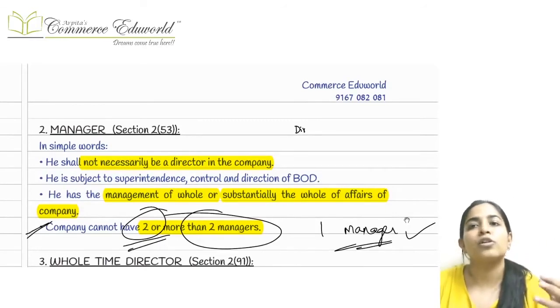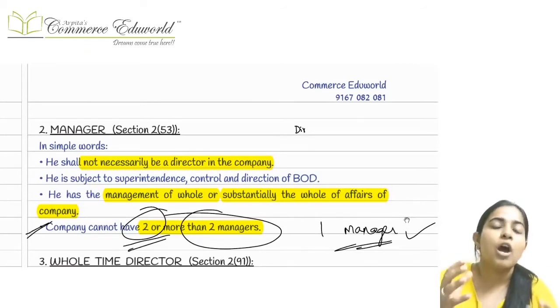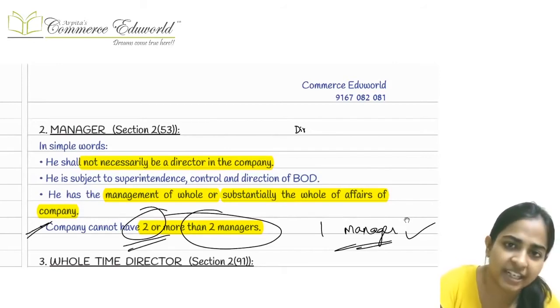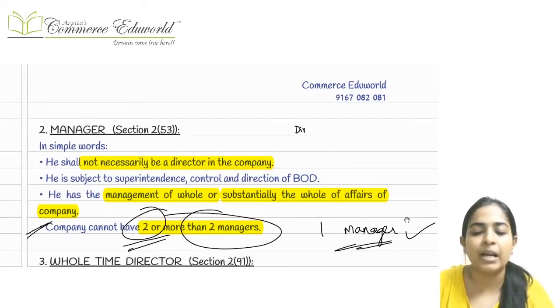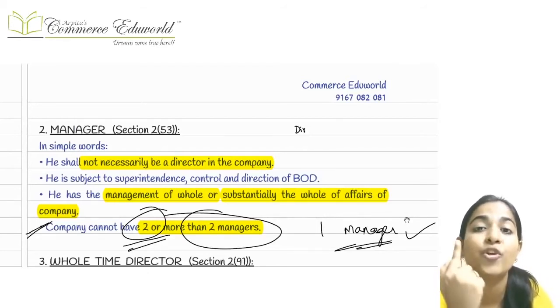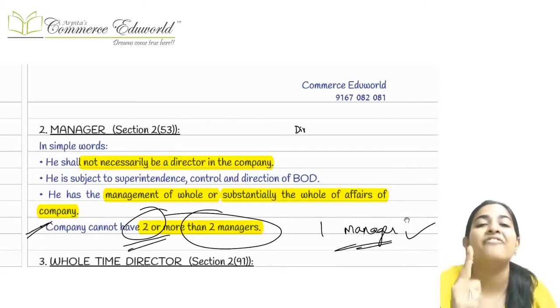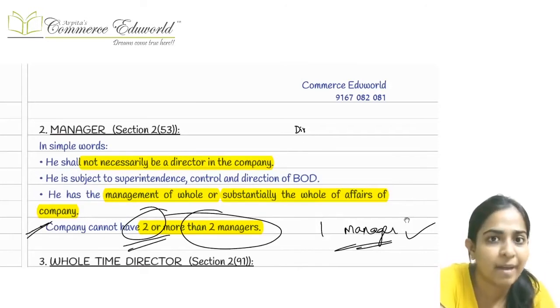Okay, manager is also having similar substantive powers of management, which was there with the managing director. The only thing here is, if in a company we are appointing any particular person in the place of a manager, then there can be a single manager only. Okay, there can be only one manager. Unlike MD, in MD we were allowed to appoint any number of managing directors.